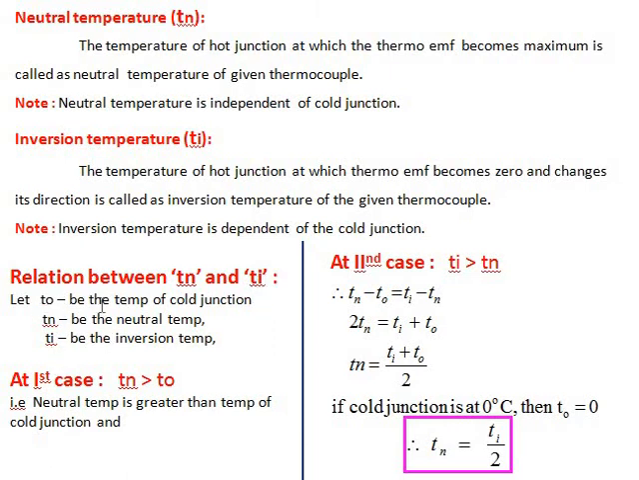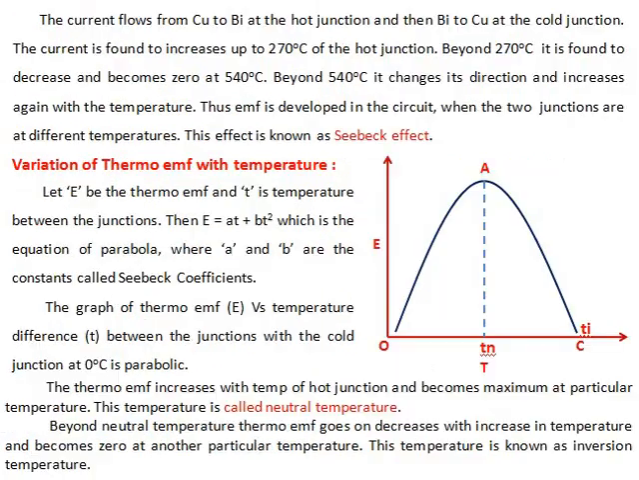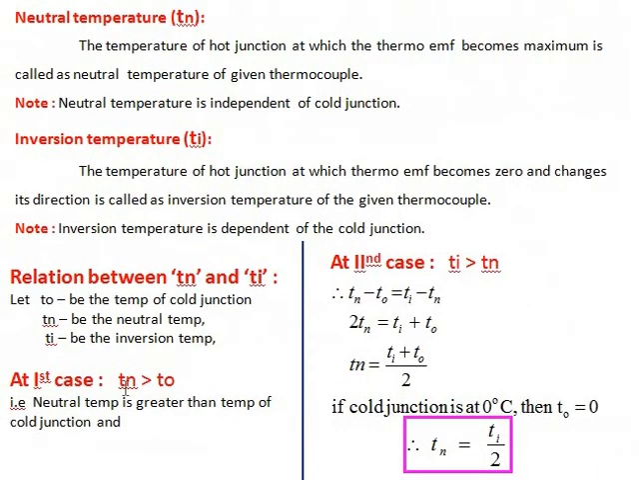Let T0 be the temperature of the cold junction, Tn be the neutral temperature, and Ti be the inversion temperature. In the first case, Tn is greater than T0. Here you can see this is Tn, this is T0, and this is Ti. Neutral temperature is greater than the temperature of the cold junction. Then in the second case, Ti is greater than Tn.